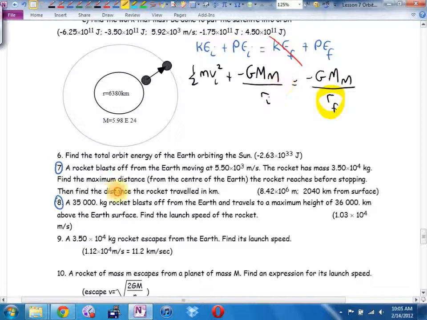Okay. Then find the distance the rocket travels in kilometers. Well, divide by 1,000. Oh, it wants the height from the surface. Well, I wouldn't ask that, but you can figure that out. Is that all right? We're good? Any others?